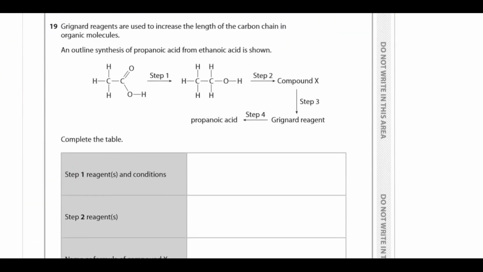Moving on, Grignard reagents, they are saying, are used to increase the length of the carbon chain, and the outline synthesis of propanoic acid from ethanoic acid is shown. So they ask what is the reagent and conditions for step one. We can use a reducing agent in order to perform this organic synthesis. One nice reducing agent is lithium tetrahydroaluminate, with of course the medium being dry ether, because that's going to ensure that water does not get involved within the system. So that's the condition, and that is the reagent.